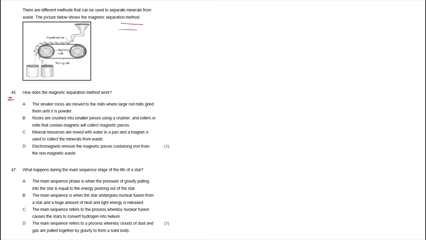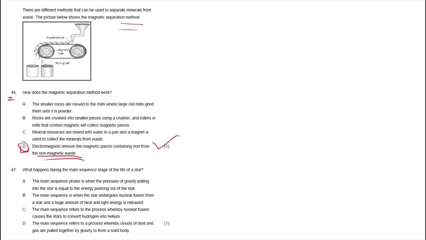Okay, so now we are asked, how does the magnetic separation method work? So magnetic metals stick to the electromagnet. So that's the easiest explanation. So the correct answer will be D, which says that the electromagnet removes the magnetic pieces containing iron from the non-magnetic waste. So the correct answer will be D.